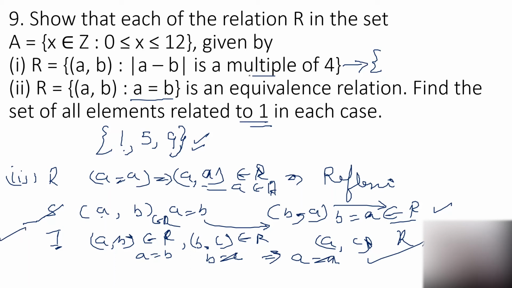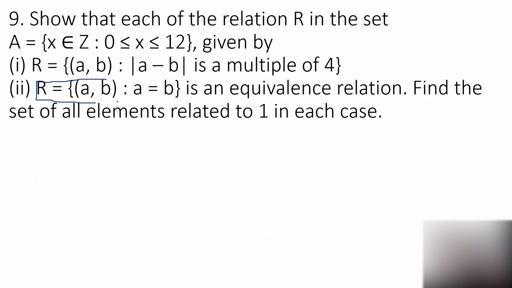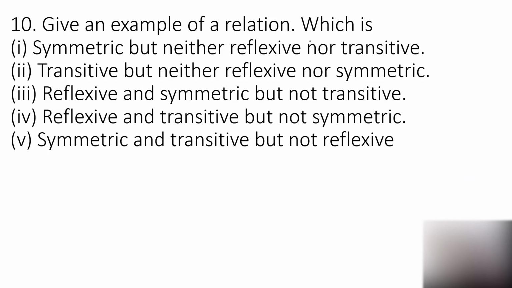Now we need to write the elements which are related to 1. In this case, the elements which are related to 1 according to the first relation: 1 is going to 1 only, 2 is going to 2 only. So 1 is related to 1 only. Only the element 1 is related to itself. Therefore, only 1.